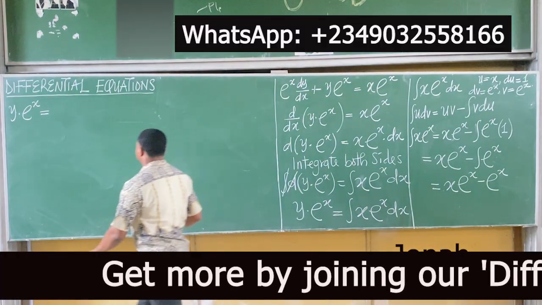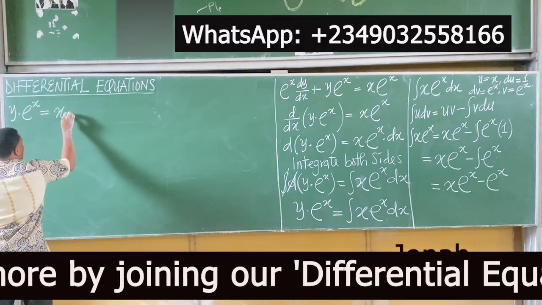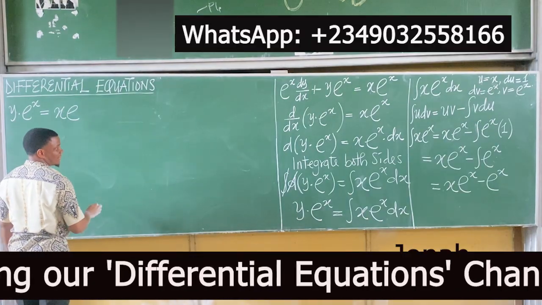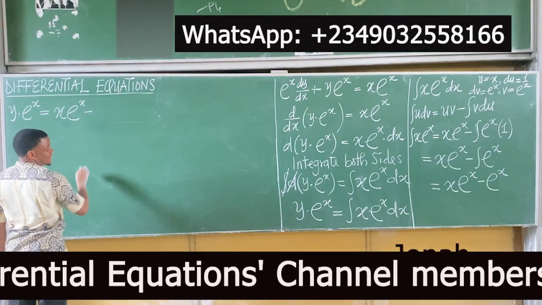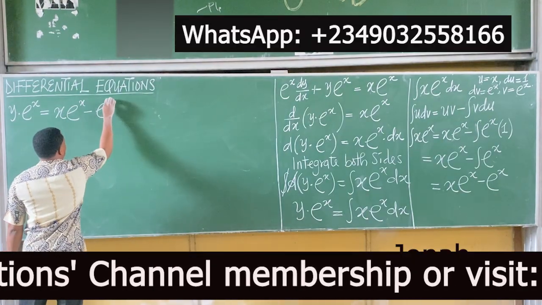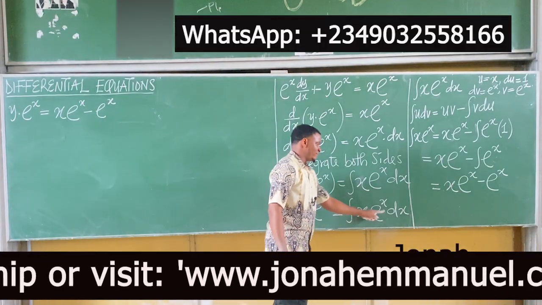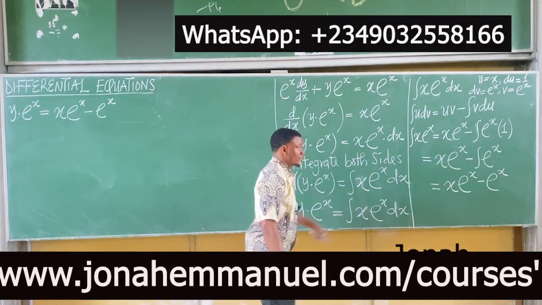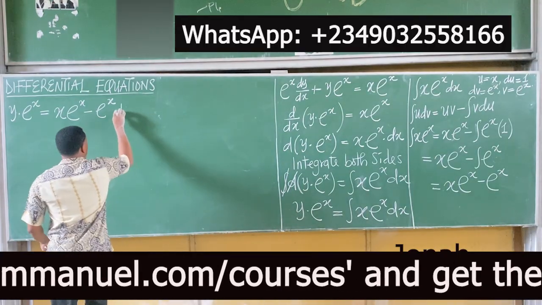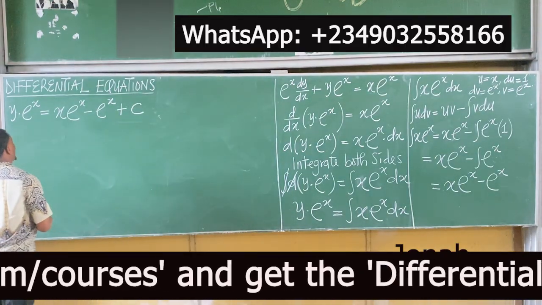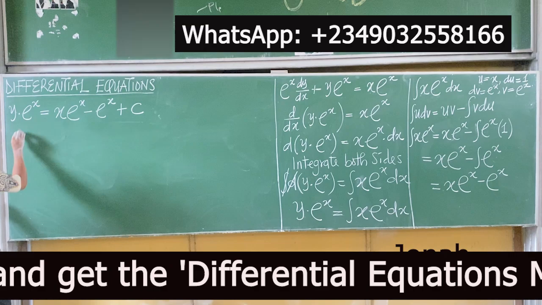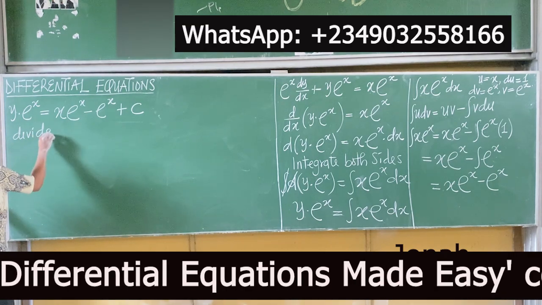Your value gives you what there? x exponential x minus exponential x. Right? So if I integrate this, it gives you the value plus c. The value plus c. Let's get the value of y. To get y, I'll divide. This is how you copy your note.